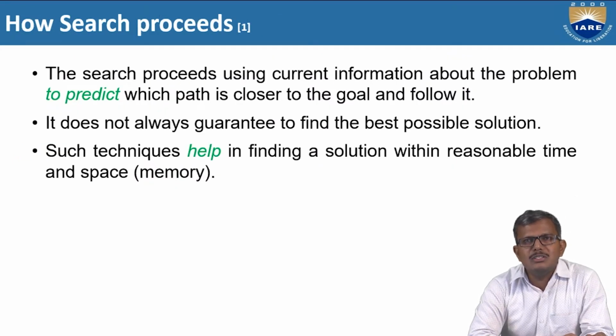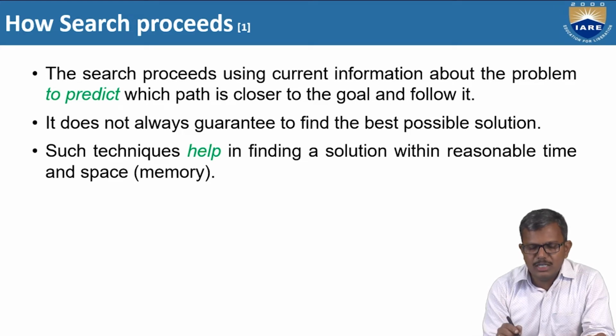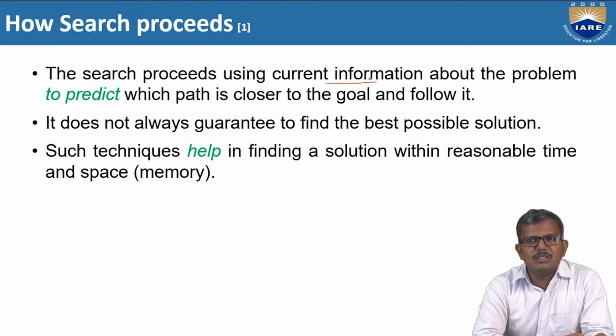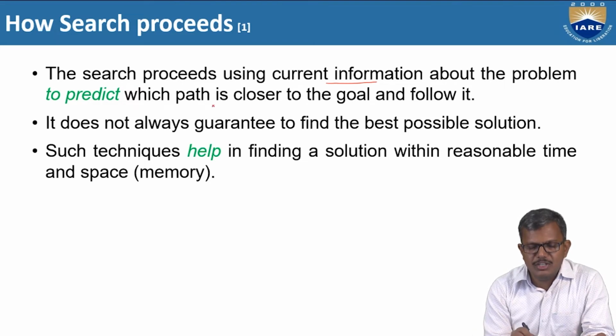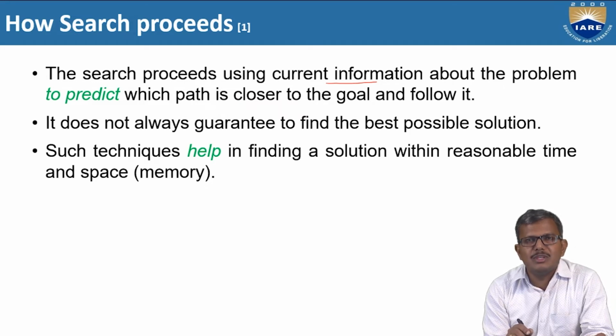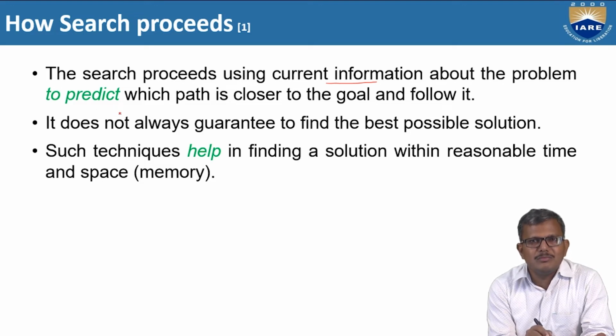Now the question is how the search really proceeds. As we know, the search proceeds by using the current information about the problem, which means it is going to select a path. In search techniques especially, our primary motto is to identify a path between the initial state and the goal state. So we take into account the information related to the current path and try to predict how that path should move and make us move towards the goal state.